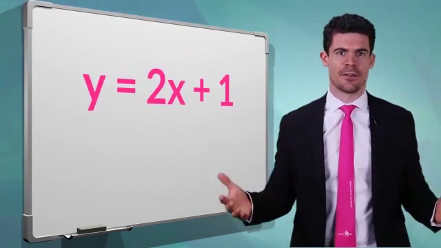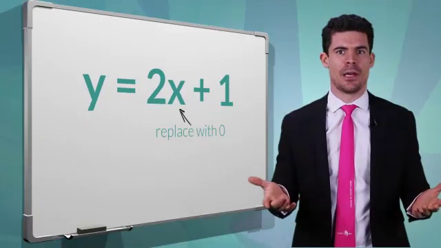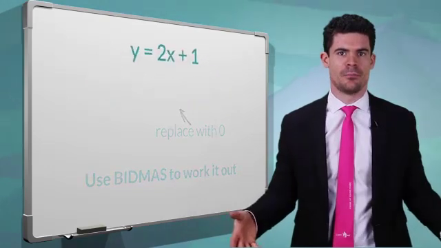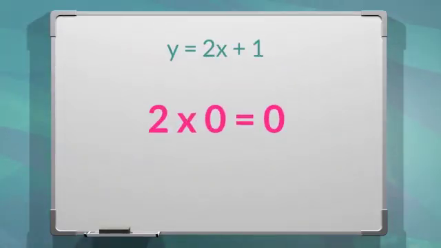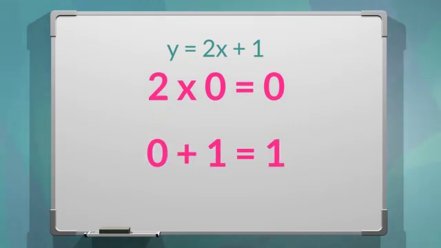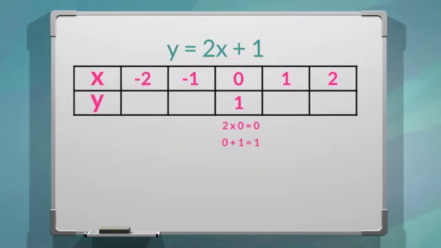So when x is 0, we replace the x in the equation with 0 and use BIDMAS to work out the answer to the sum. We take the 0 and multiply it by 2, which gives us 0. And then we add the 1 on the end to get 1. Pop this into our table underneath where x equals 0.